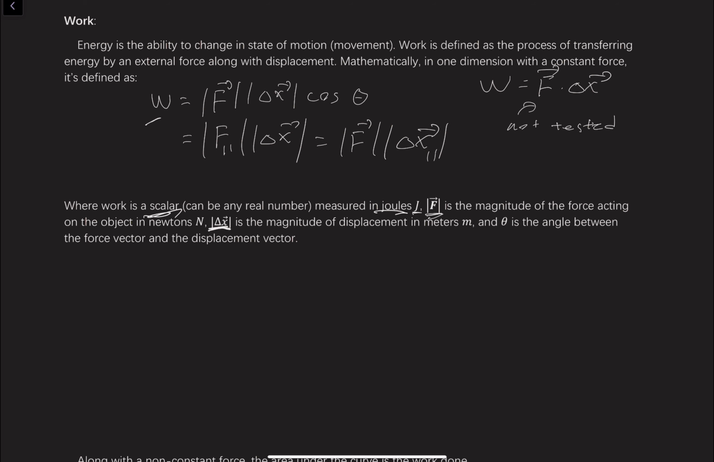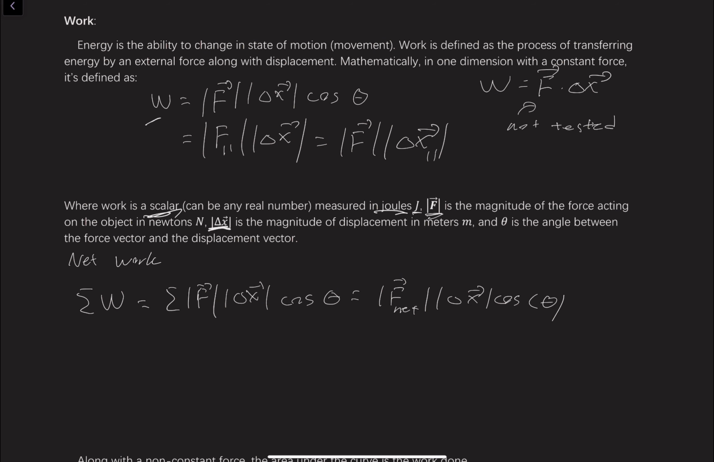When you're trying to find the net work, it is defined as the sum of the work, which is equal to the sum of the magnitude of the force times the magnitude of displacement times the cosine of the angle between the two vectors, which if you want you can write as the net force times the displacement times the cosine of the angle between the two vectors.